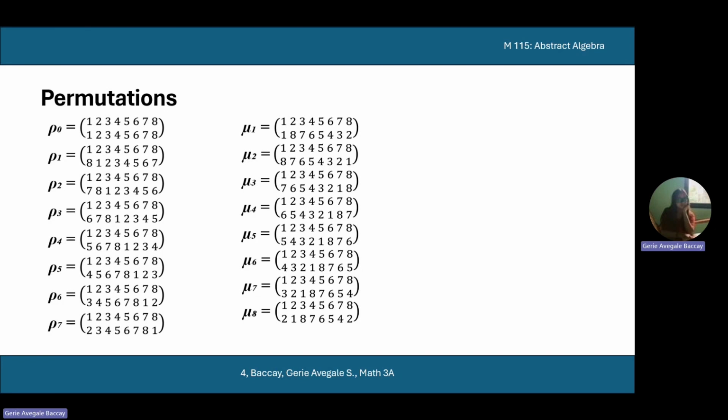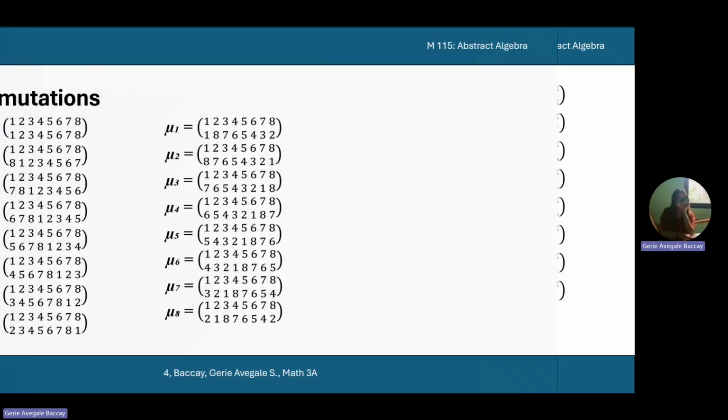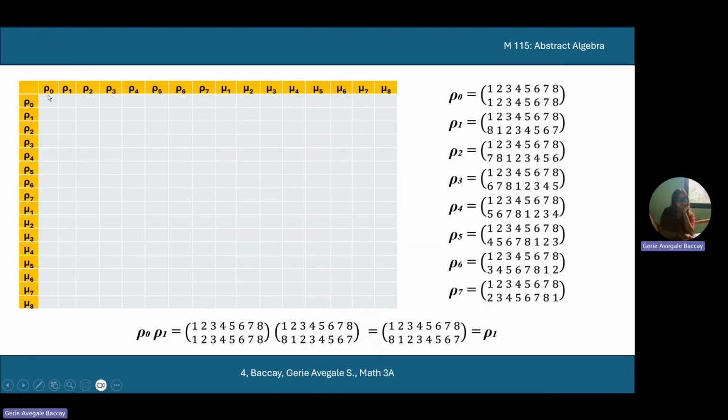Now, to check if the set of moves forms a permutation group, we will check for closure, associativity, identity, and inverses. So first is the closure. How do we get the elements of this?